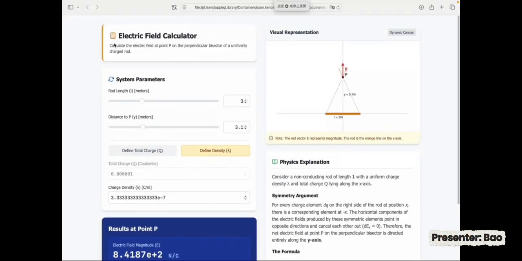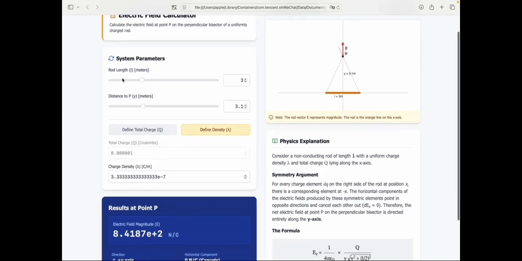This is our electric field calculator. The title clearly shows what the app is used for. Here on the left, users can set the rod length and the distance to the point P using the sliders. They can also choose to define the total charge Q or the charge density lambda.